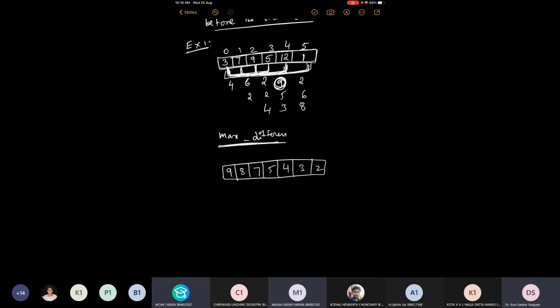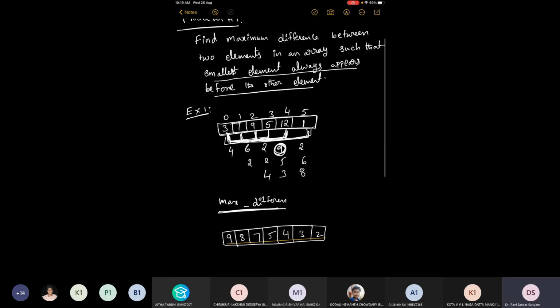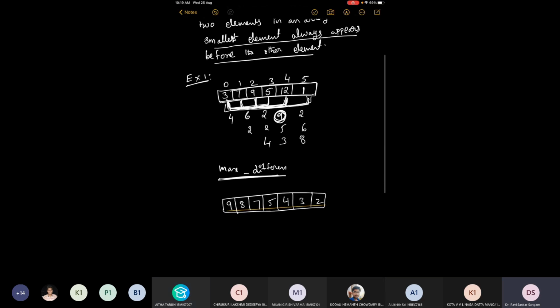Yes, sir, it is in decreasing order. So can we identify any max difference in such a list? Because the moment you are considering any element, all the right side elements are less than it. But in order to find a max difference, the right side element should be greater than the current element, right? So is there any max difference in this list? No, sir. No max difference.